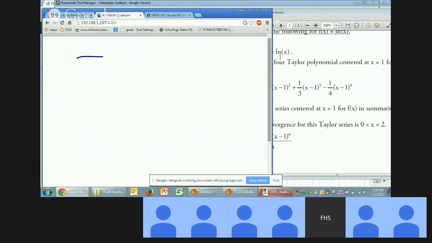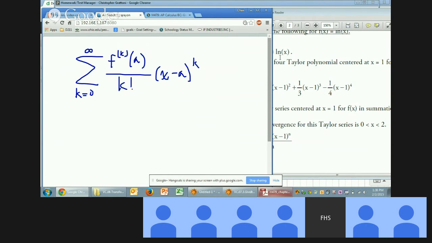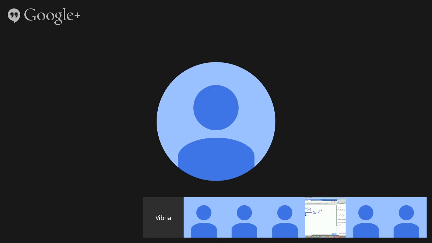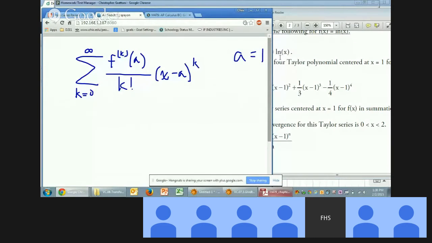Okay, anyway, so you use the formula, the sum from k equals 0 to infinity of the kth derivative evaluated at the center of the series, a, over k factorial times x minus a to the k. That formula will always work for deriving any Taylor series. As long as you can keep taking derivatives of the function, that formula is going to let you derive what you're looking for. Now we know that a equals 1 because they told us the series should be centered at 1, and your f of x is the natural log of x.